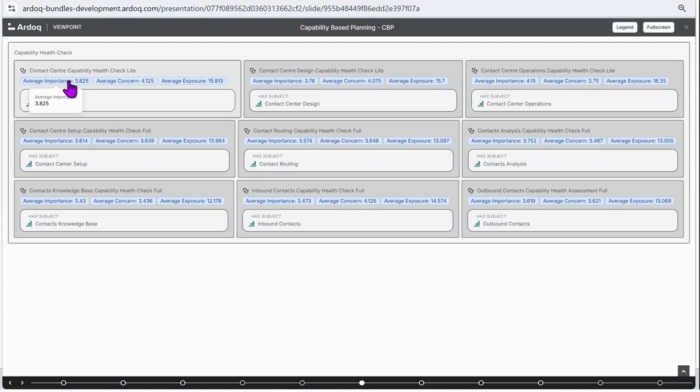We get the importance, the concern, and something called exposure. Exposure is importance multiplied by concern, which tells us, if we multiply them together, what's the most important and has the highest level of concern to our stakeholders. And this allows us to prioritize.